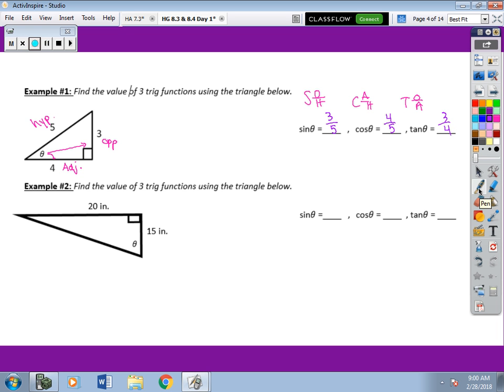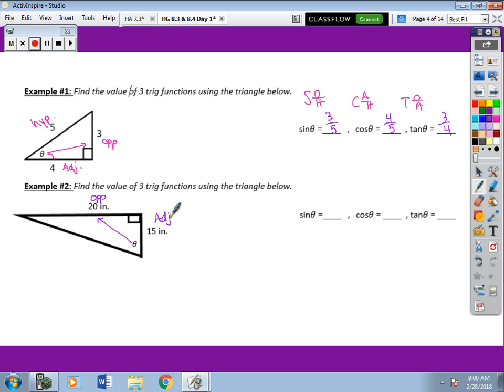Label our triangle. What would the opposite side be this time? Would it be the 15, the 20, or the one that doesn't have a number on it? Justin, what do you think? Which side would be opposite? The 20 inches. Very good. Theta's down here, so 20 is opposite. Which would make 15 what? The adjacent or the hypotenuse? Lexi? Adjacent.